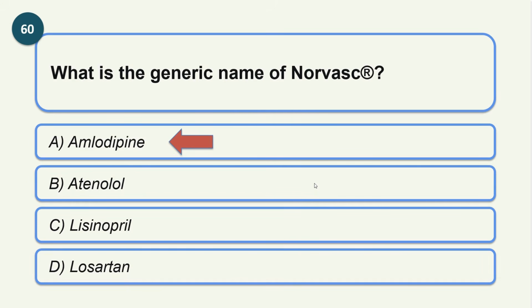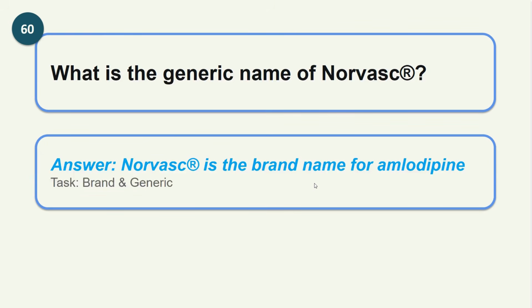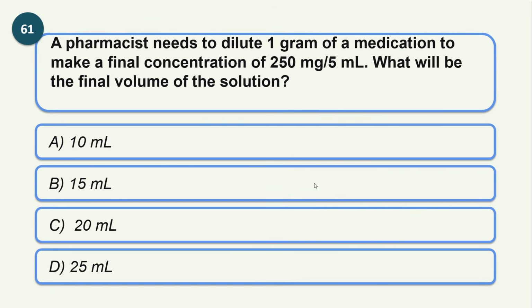Correct answer is amlodipine. Norvasc is a brand name for amlodipine. Next, a pharmacist needs to dilute 1 gram of medication to make a final concentration of 250 milligram per 5 mL. What will be the final volume of the solution? 10 mL, 15 mL, 20 mL, and 25 mL. Correct answer is 20 mL.